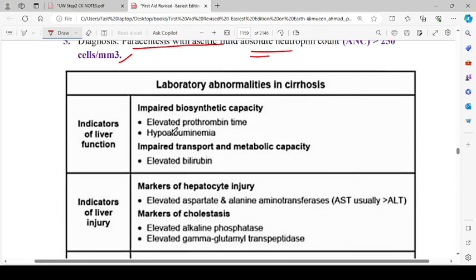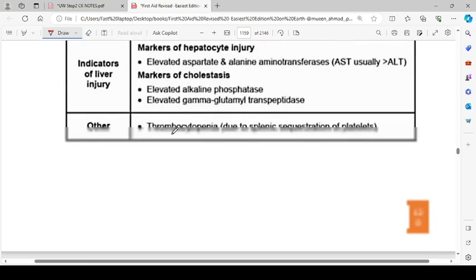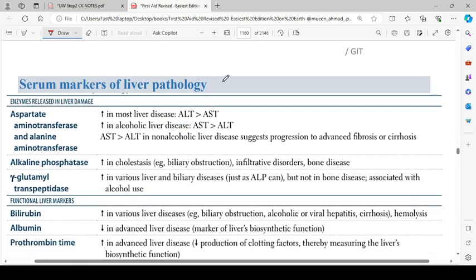Lab abnormalities in cirrhosis, we have talked about that, right? Okay, we'll talk about that. Let's move on. Serum markers of liver pathology.